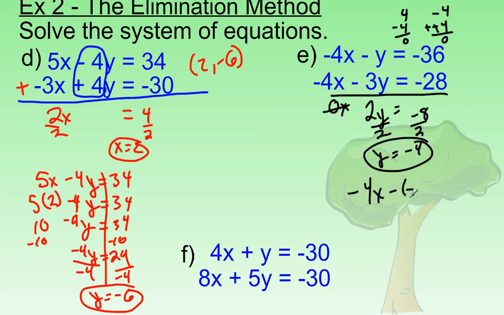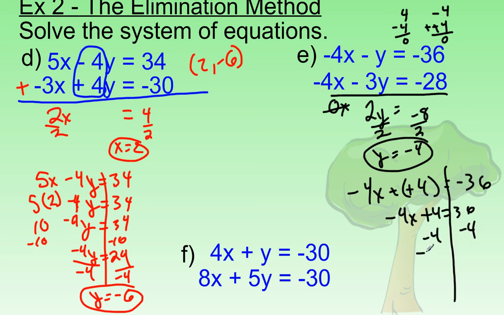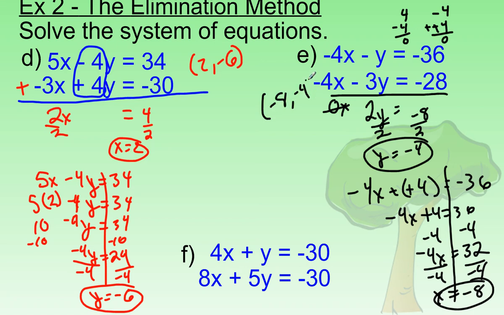-4x minus a -4 equals -36. Minus a -4 becomes +4. -4x plus 4 equals -36. I don't know why I wrote it so far over. Let's keep things lined up, Mr. Henry. Subtract 4 on both sides. -4x equals -32. Divide by -4, and x equals 8. So we have our solution of -8, -4.